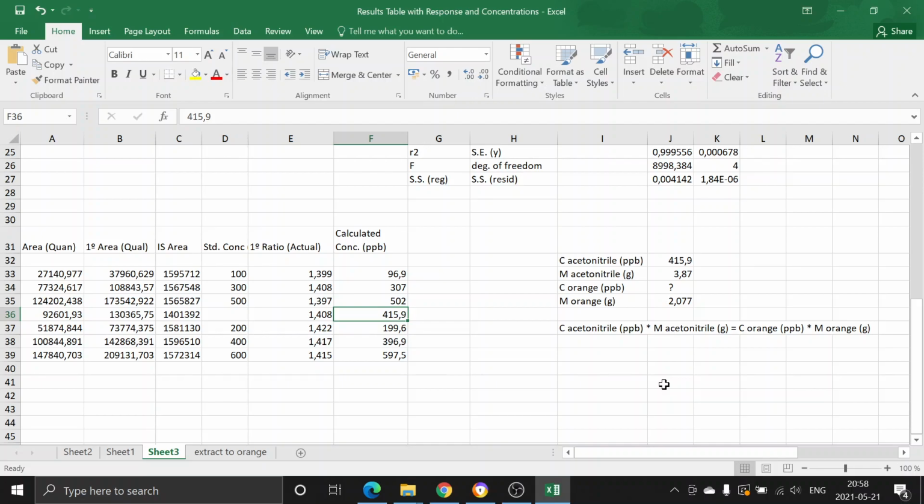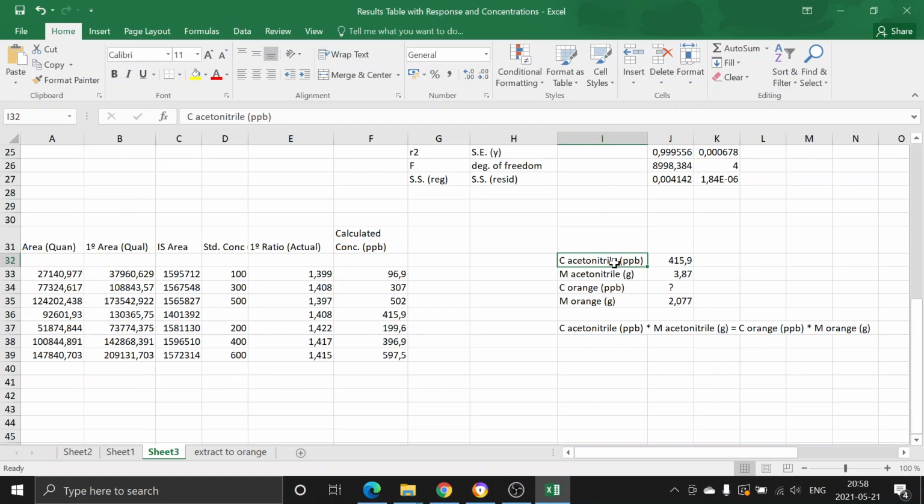And what did we do in the extraction? We took approximately 2 grams of orange puree. It's in fact 2.076 something. And we put 4.95 milliliters of acetonitrile onto the sample. And then we also added some auxiliary chemicals to enhance the extraction. And 4.95 milliliters of acetonitrile is equal to 3.87 grams of acetonitrile. And it's written here, M acetonitrile.